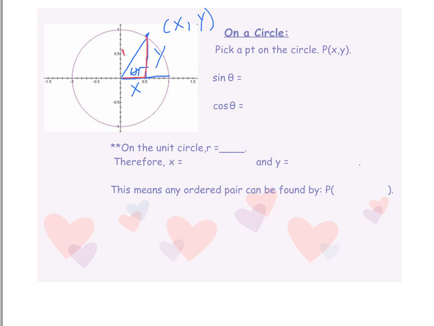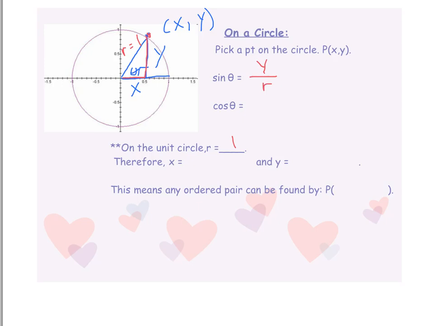The hypotenuse is the radius of the circle, and that's always 1, because it's a unit circle. We've defined that the radius is 1. So the coordinate points, along with the radius, form this right triangle that includes angle theta. Remember, the sides of the triangle are the same as the coordinate points that describe the location of that point on the circle.